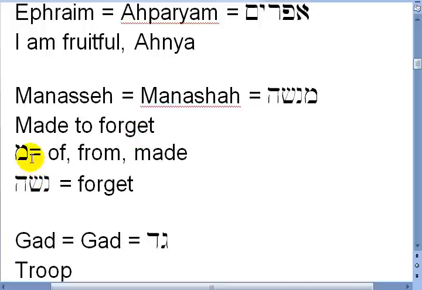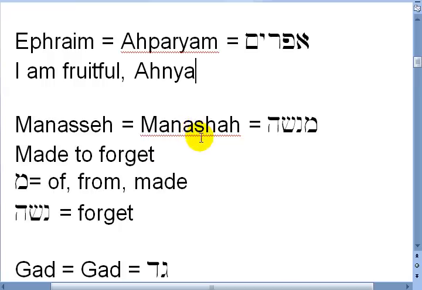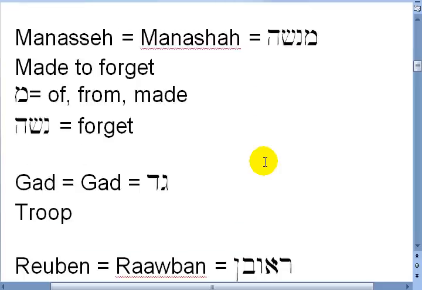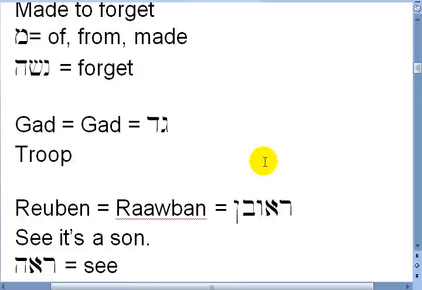The ma at the beginning of a word is of or from. In this case, you could use the word made, and then the nasha at the end of the word here, nasha, is forget, made to forget. That's what the word Manasseh means. Because when Manasseh was born to Joseph, the Lord made Joseph basically forget about all the turmoil he was going through by giving him children in this land, mainly Manasseh. Beginning with Manasseh, should I say.